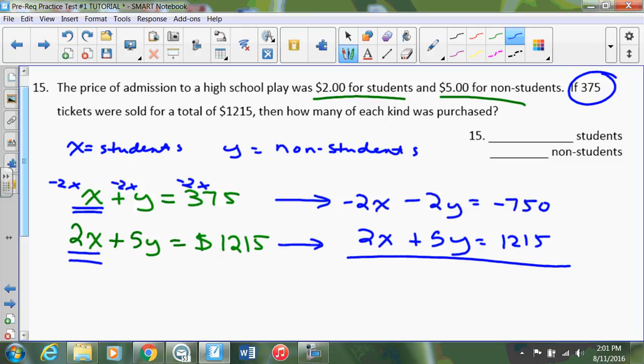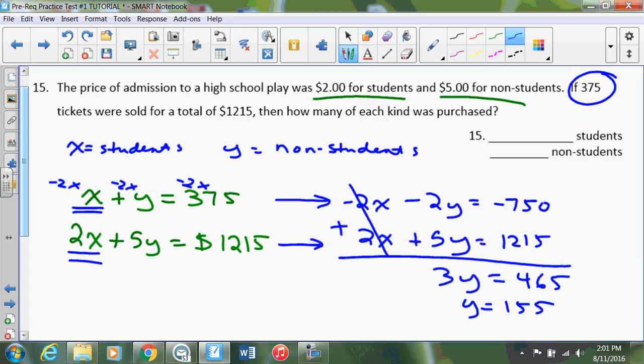And I'm going to add. So the reason why I multiplied everybody by -2 is so that the -2x and the 2x could cancel when I add. And then we have -2y plus 5y is 3y. And we've got the -750 plus the 1215 is 465. We're going to divide both sides by 3, and we'll get y equals 155.